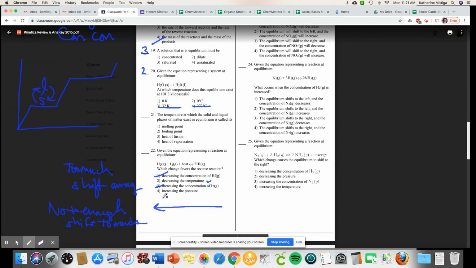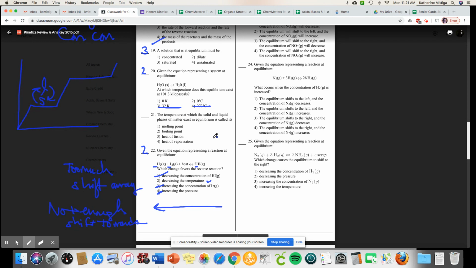And increasing pressure. So remember, with pressure, you need to have the gas phase, which we do. You need to have unequal numbers of moles. So this side has a coefficient of 2, which means 2 moles. This is a coefficient, nothing written, so that's a 1. This is a coefficient, nothing written, which is 1. So this side is 2 moles. This side is 2 moles, which means that pressure is not a stress in this case. So our answer is indeed choice 2.